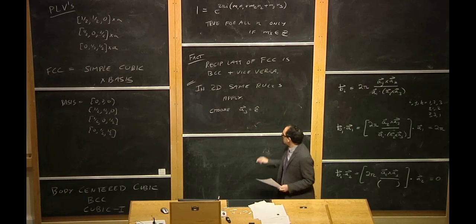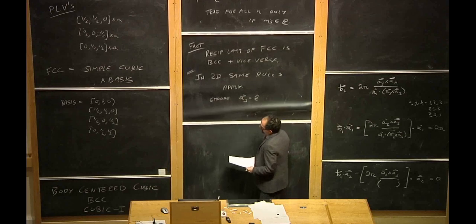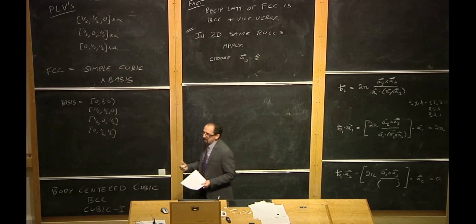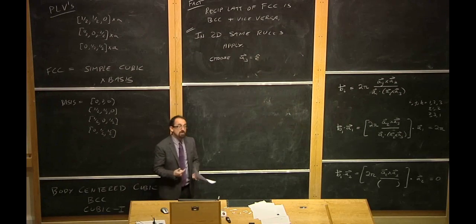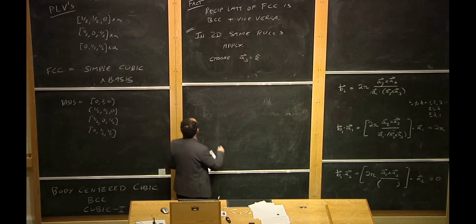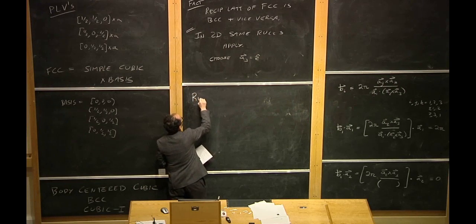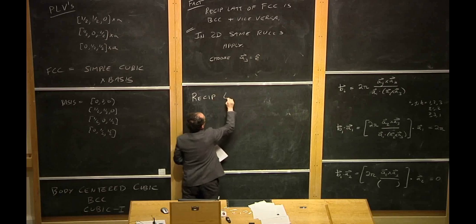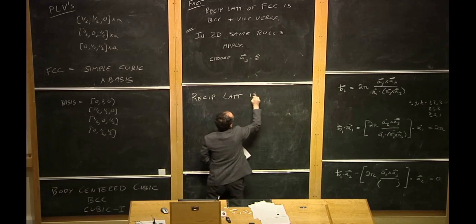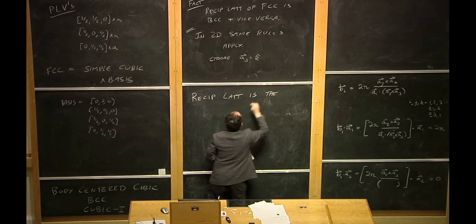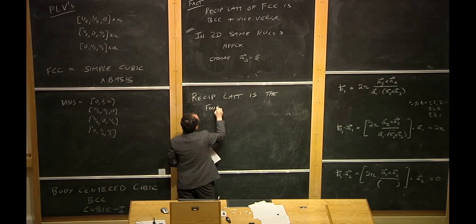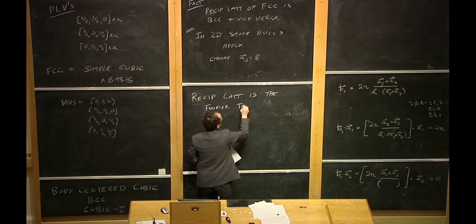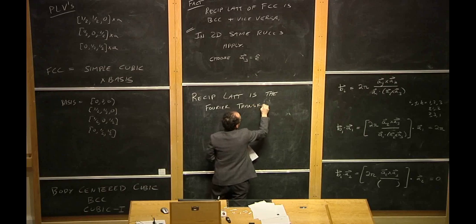All right, a couple minutes left. In the next couple lectures, we're going to try to do some interpretation and some uses of this reciprocal lattice. There's a rather important statement that people frequently make. The reciprocal lattice is the Fourier transform of the direct lattice.